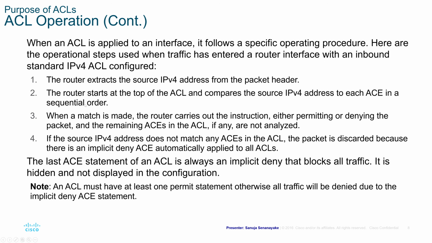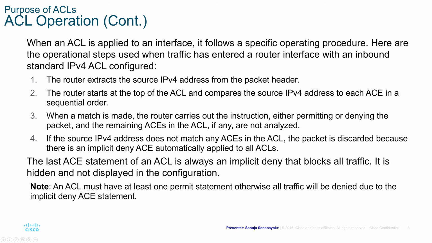Remember, it's always going to be in a sequential order. That's a very key piece of information. When a match is made, the router carries out the instructions, either permitting or denying the packet. And the remaining ACEs, so the access control entries below it in the ACL, if any, are not analyzed.